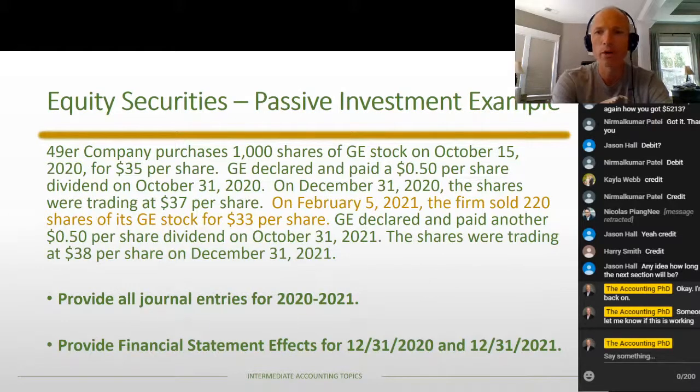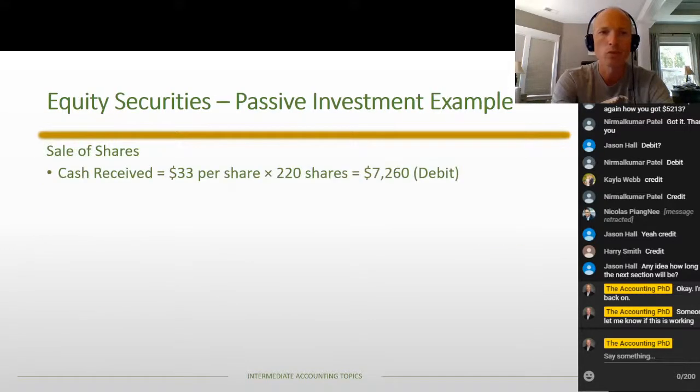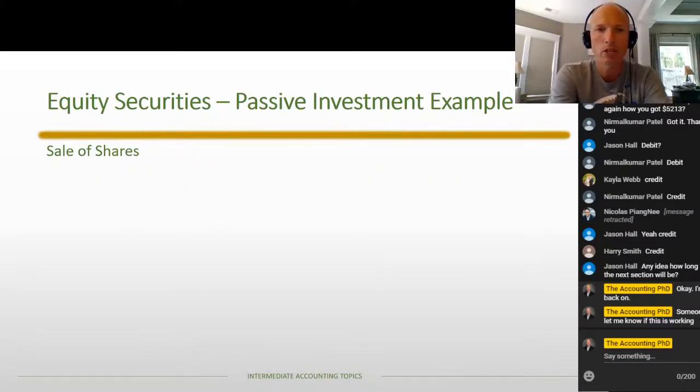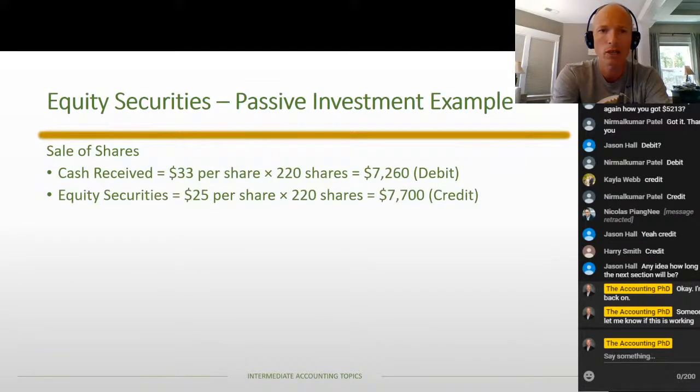So then on February 5th, 2021, we sold 220 shares at $33 per share. So the cash that we receive is $33 per share times the 220 that we sold. The equity securities are $25 per share. Again, that was the original cost. We paid $25 per share going back. Actually, that should say $35 per share. I think I actually wrote down the wrong number. Let's see if my math was wrong too.